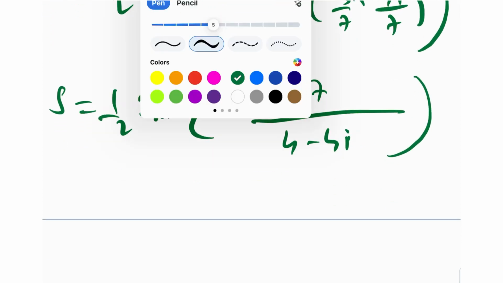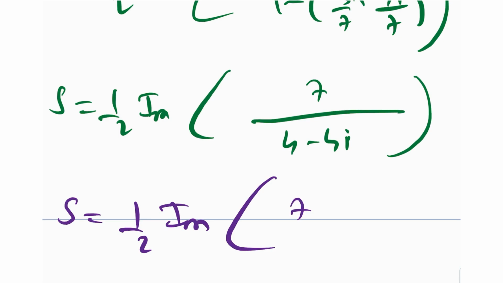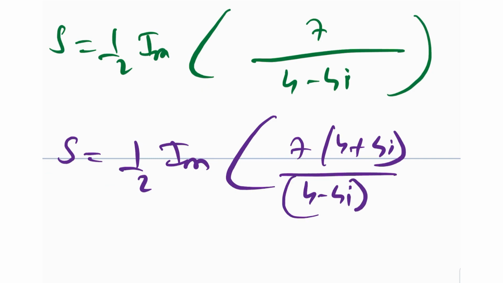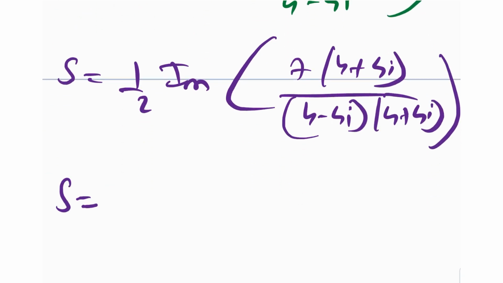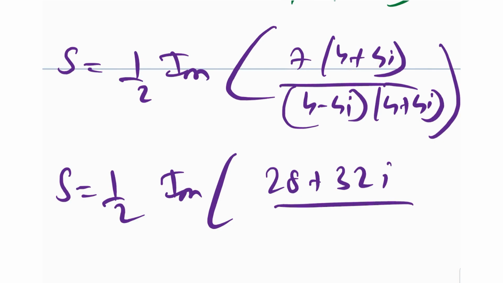Now, once you've reached this, at this point, we can just rationalize it a little bit and then we would be done, right? This becomes half times the imaginary part of 7. This becomes 4 plus 4i. This becomes 4 minus 4i times 4 plus 4i, right? And now the sum is half of the imaginary part of 28 plus 32i. This becomes 16 plus 16, as i squared is negative 1.